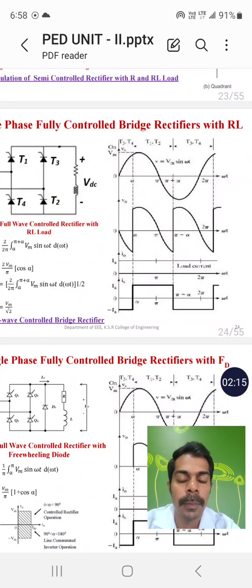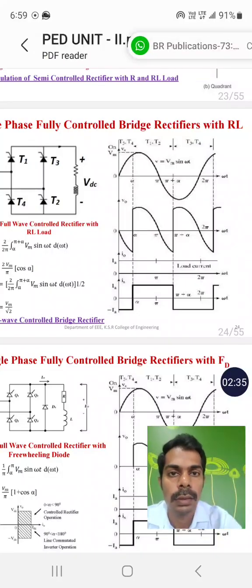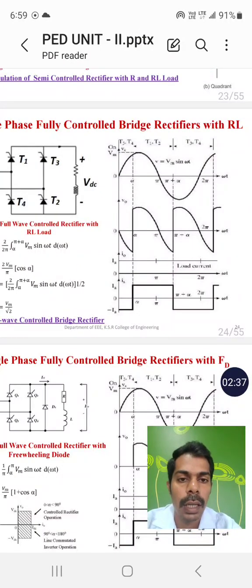It will be delayed by some angle, that is alpha, and it starts conducting from where it shows T1 and T2. The delayed angle is T3 and T4, that is, the negative spikes, and it keeps on conducting up to pi, and the negative spikes will go on increasing in the negative region, and again the second pulse will start from pi plus alpha.